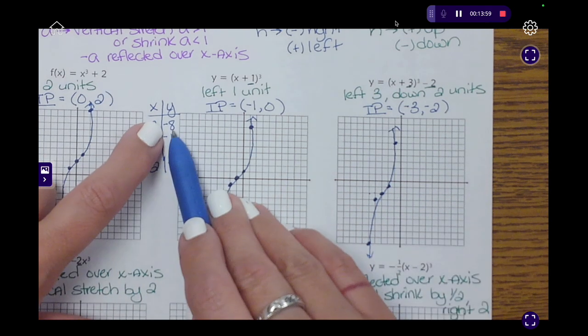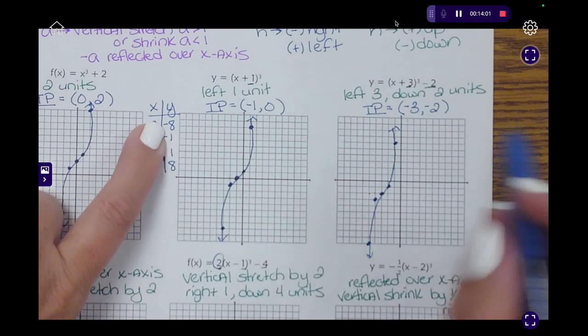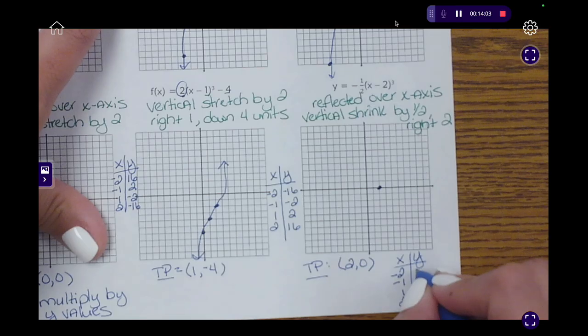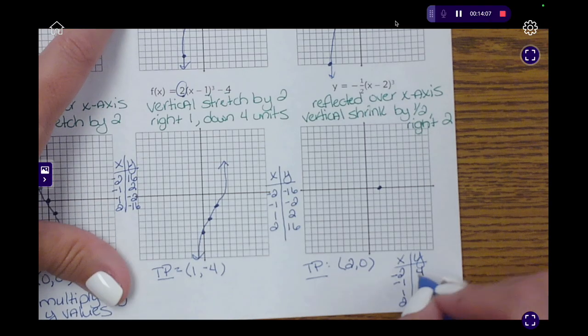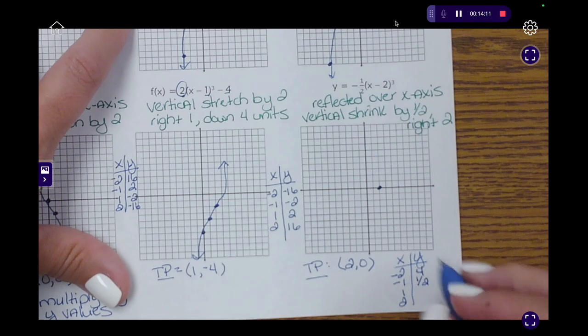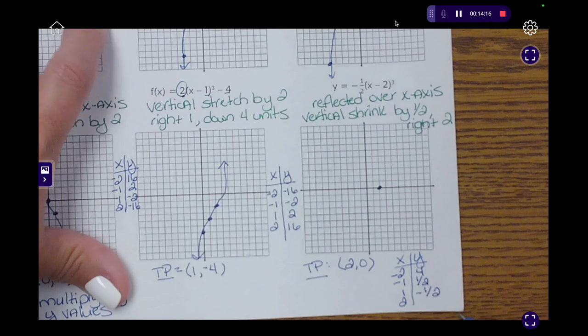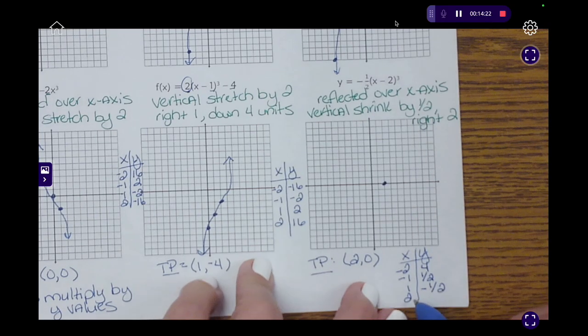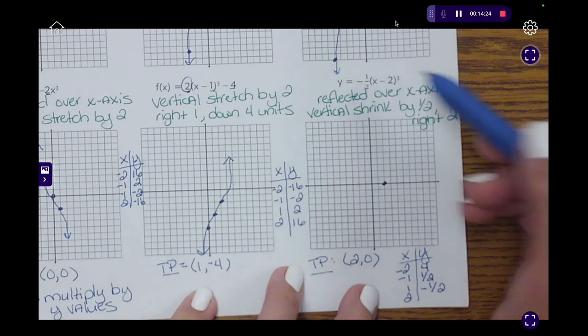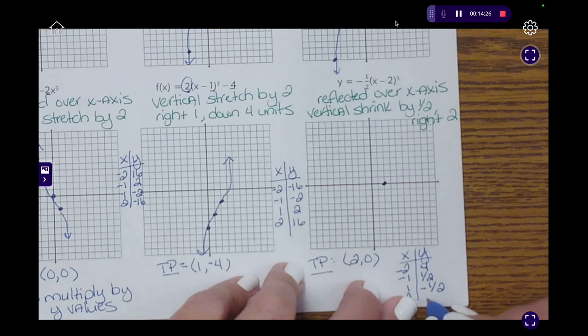So if I do -8 times a -1/2, that's going to give me a +4. And then -1 times a -1/2 is a +1/2. And then 1 times the -1/2 is -1/2. 2 times the -1/2 is going to give me a -1.